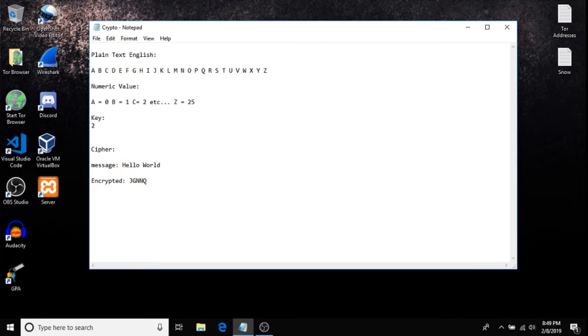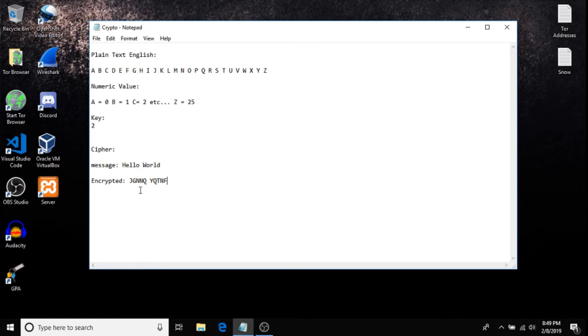Then world would become Y. W would become Y in the word world. O would become Q again. Then we would go R, which would be T. L again would become N. And D would become F. And that is our encrypted message, using a 2-time shift to the right, or 2 shifts to the right.